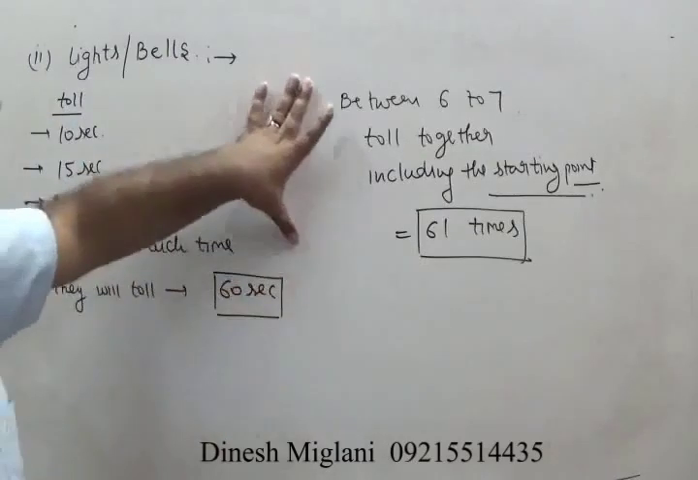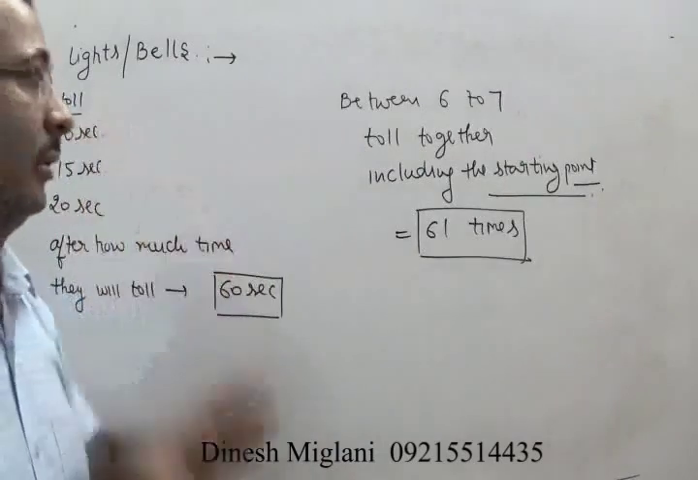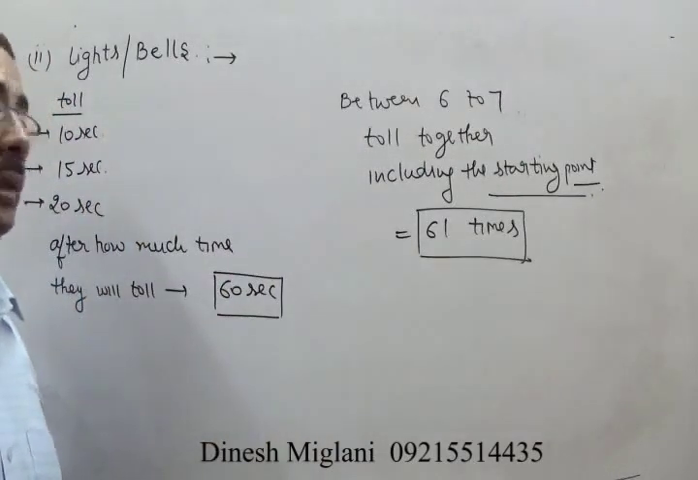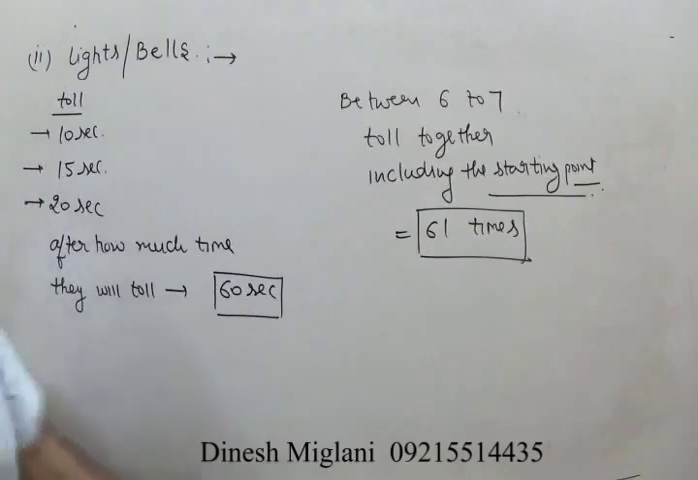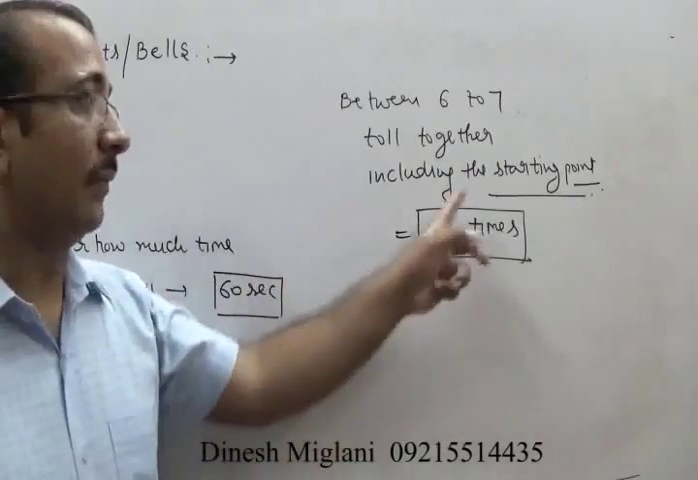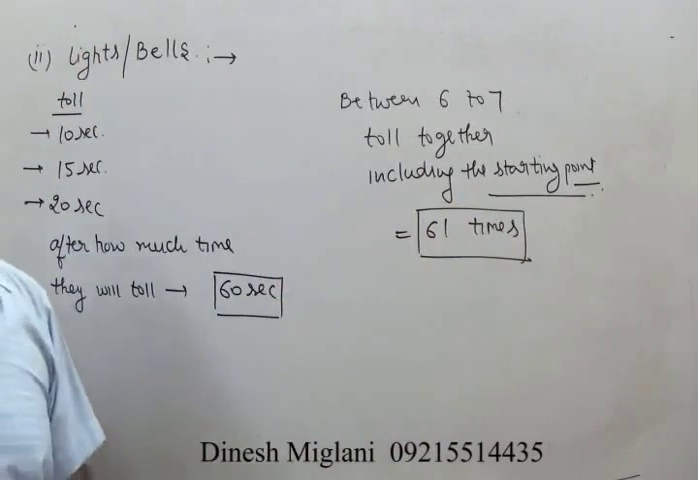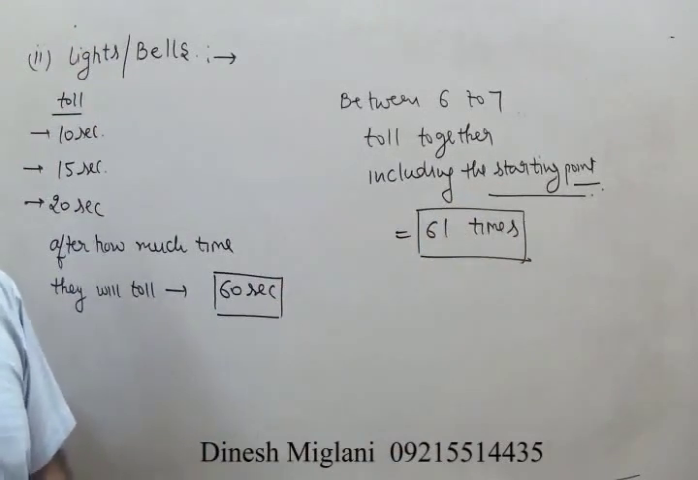But if the question is of this type, where a timing is stated and you have to find out in that timing how many times they toll together, then we take it as 1 hour, 60 times, and one more time we have to include, that is the starting point. 60 plus 1, so our answer is 61 times.